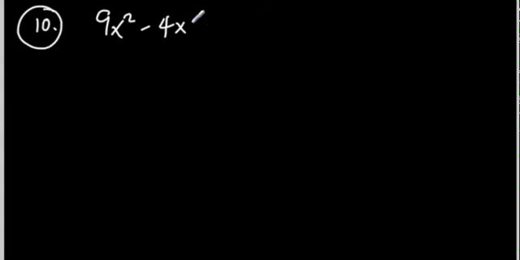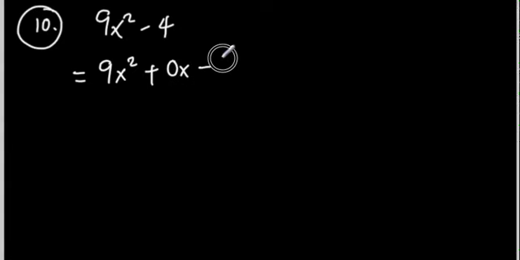Now, the last one, a little bit tricky, but it's still doable, is 9x squared minus 4. Obviously there's no middle term. So if you observe, we can just rewrite this as 9x squared plus 0x minus 4. So in other words, this ends up being the middle term. Remember, the middle term is the one with the x. If there's no x, it just means it's 0.